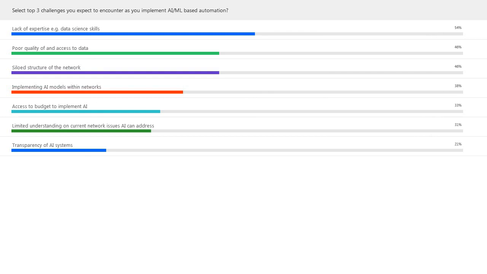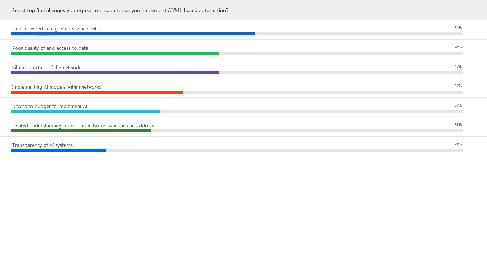Right. Okay, so what we currently have says that the top challenge most of the members of the audience today see in implementing AI and ML-based automation is the lack of expertise for data science skills. A second challenge is the poor quality of and access to data, and that's followed by the siloed structure of the network. I think the least picked option here is transparency of AI systems.